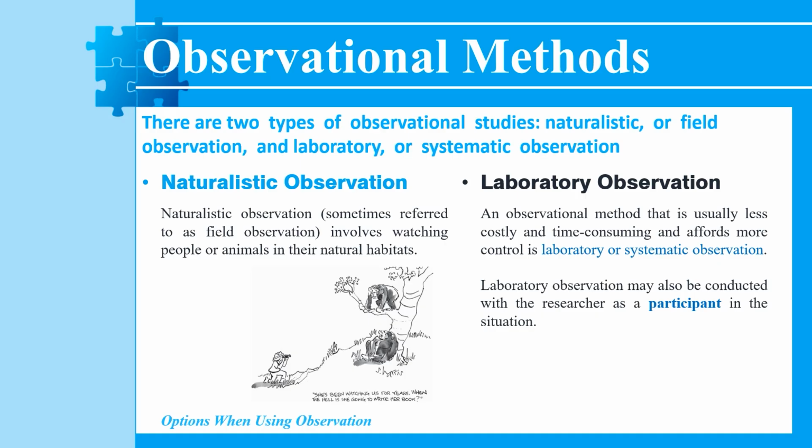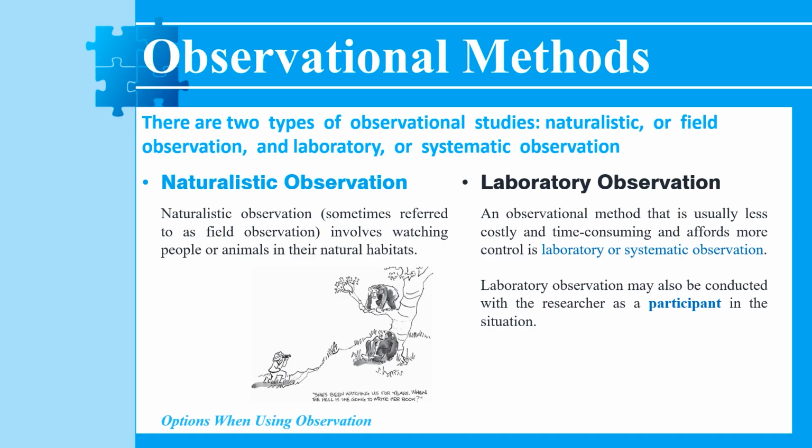Then moving to laboratory observation. An observational method that is usually less costly and time-consuming and affords more control is laboratory or systematic observation. And laboratory observation may also be conducted with the researcher as a participant in the situation.